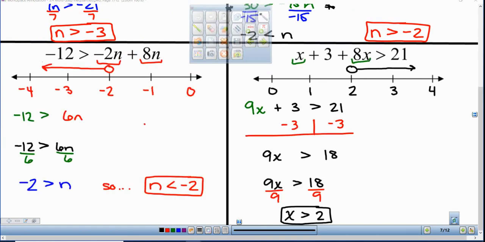All right, you can take a look here. On the left side, we're combining like terms, getting us 6n. Then we divide by 6. But my variable's on the right side, so I rewrote it with it on the left side and then graphed it. Combine like terms. This time we had to subtract 3 before dividing by 9, and then we get x is greater than 2. Neither of the inequalities should have the bubble filled in because the number negative 2 or 2 are not solutions on each of those respectively.